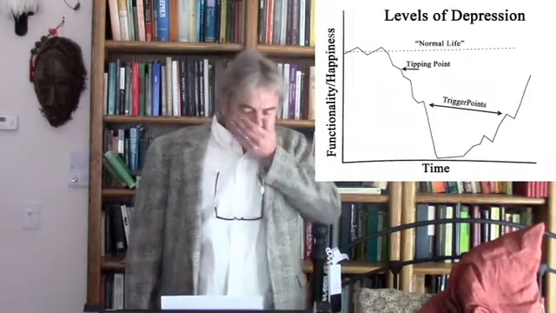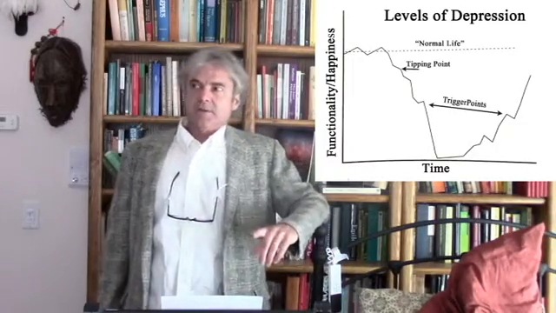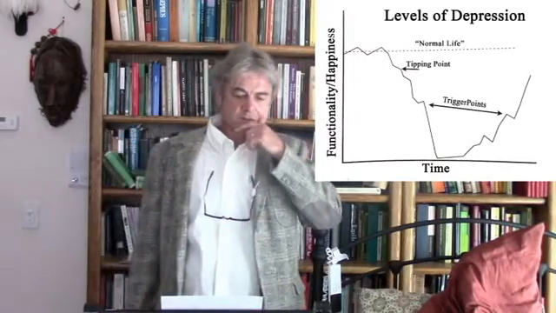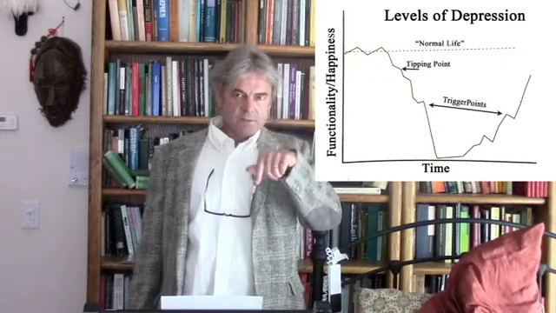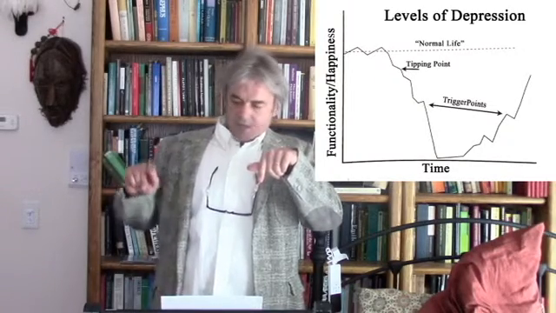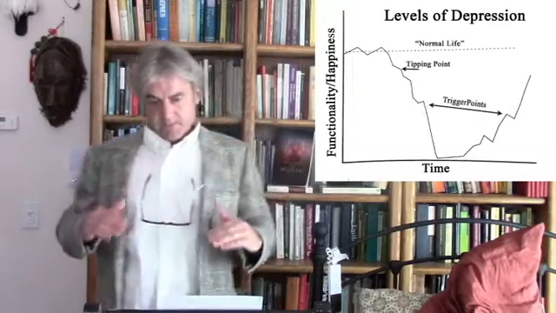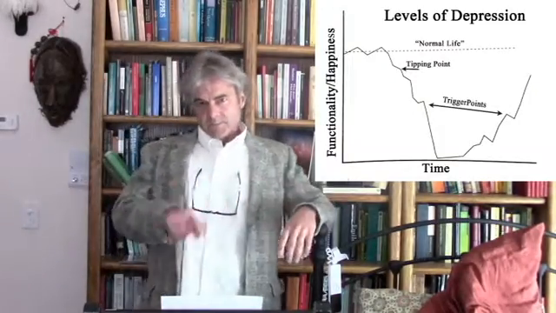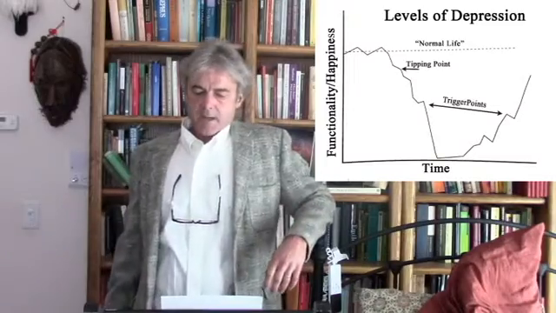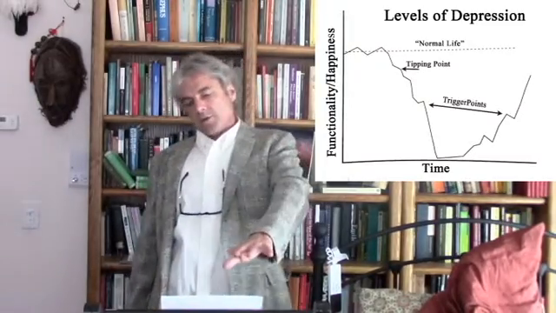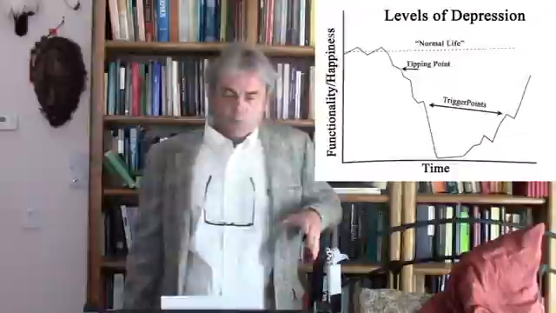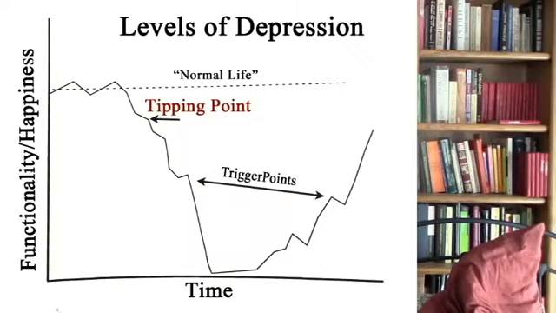Okay, so on this chart, you'll notice that there's a thing called a tipping point, and there are two things marked trigger points. One of them is going down, and the other was up and then going down. One of them is on the descending side of the chart, and the other one's on the ascending side. And the tipping point, who knows, maybe that should be right on the line of normal. But the tipping point is when you become aware that there's something wrong, that you're not getting back to happy, you're not getting back to normal anymore.